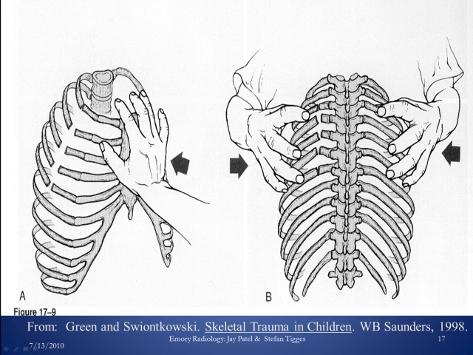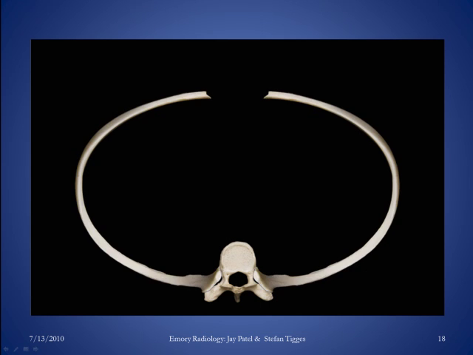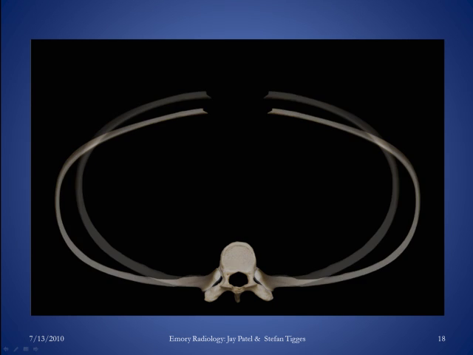Here are 2 more cartoons adapted from Green and Swiatkowski's Skeletal Trauma in Children from 1998. Here we are showing somebody pressing on a sternum and causing fractures of the ribs and possibly the sternum, and the other image demonstrates shaking of an infant and where the rib fractures will develop, basically posteriorly. This is a cartoon schematic animation of fractures developing, and this is shaking occurring.